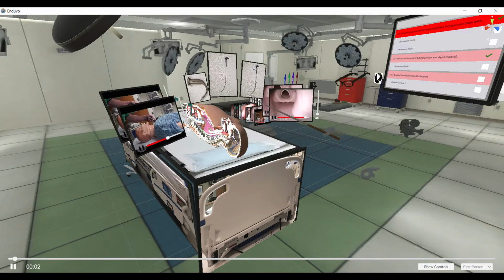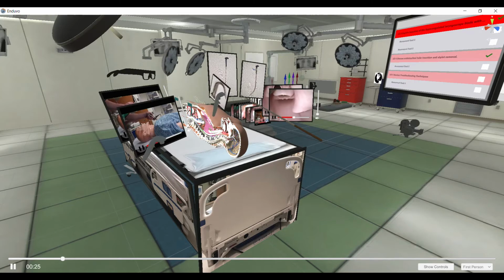All right, for the third portion of the lesson, we're going to focus primarily on insertion of the hyperangulated video laryngoscopy blade and things that make this portion of the technique unique. And we're also going to focus on a simple maneuver that you can utilize to improve your view when performing hyperangulated video laryngoscopy. So if you'll join me to this side of the anatomic model.